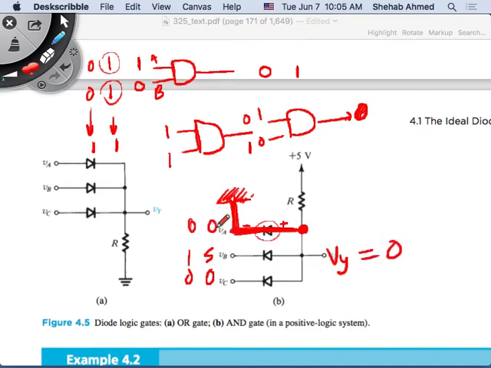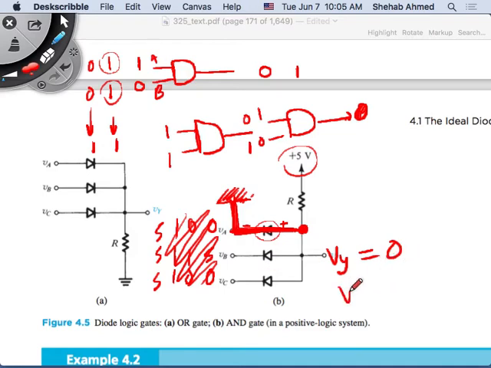But if I put 1, 1, 1, or 5 volts, 5 volts, 5 volts in this case, this diode will not conduct, because it's not seeing a higher voltage here than here. It's seeing the same. Then Vy in that case will be 5.